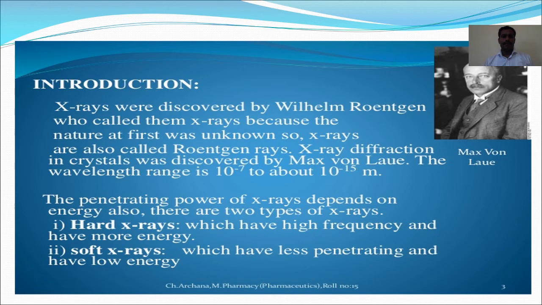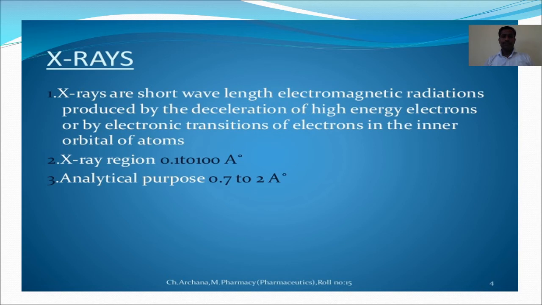Introduction of X-rays. X-rays were discovered by William Röntgen, who called them X-rays because the nature of the rays was unknown. So X-rays are also called Röntgen rays. There are 2 types of X-rays, hard X-rays and soft X-rays, depending upon energy and frequency. Hard X-rays have high frequency and more energy. Soft X-rays have less penetrating power and low energy. The region of X-rays is 0.1 to 100 Angstrom units. For analytical purposes, we use X-rays of 0.7 to 2 Angstrom units.